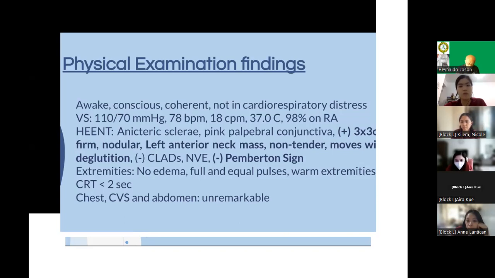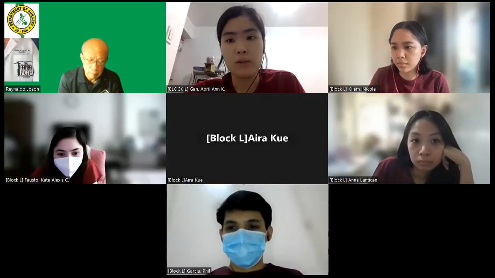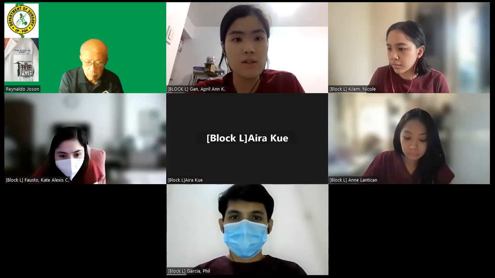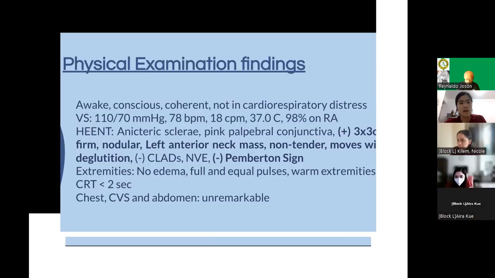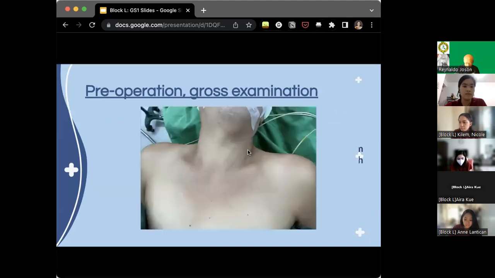For the abdomen, it was flabby, soft, umbilicus midline, no visible masses, discoloration or pulsation. As for the extremities, no edema, full equal pulses, warm extremities, and CRT less than 2 seconds. Next slide. So this was a picture of the patient's neck. The mass wasn't actually apparent on visual inspection. So, next slide.